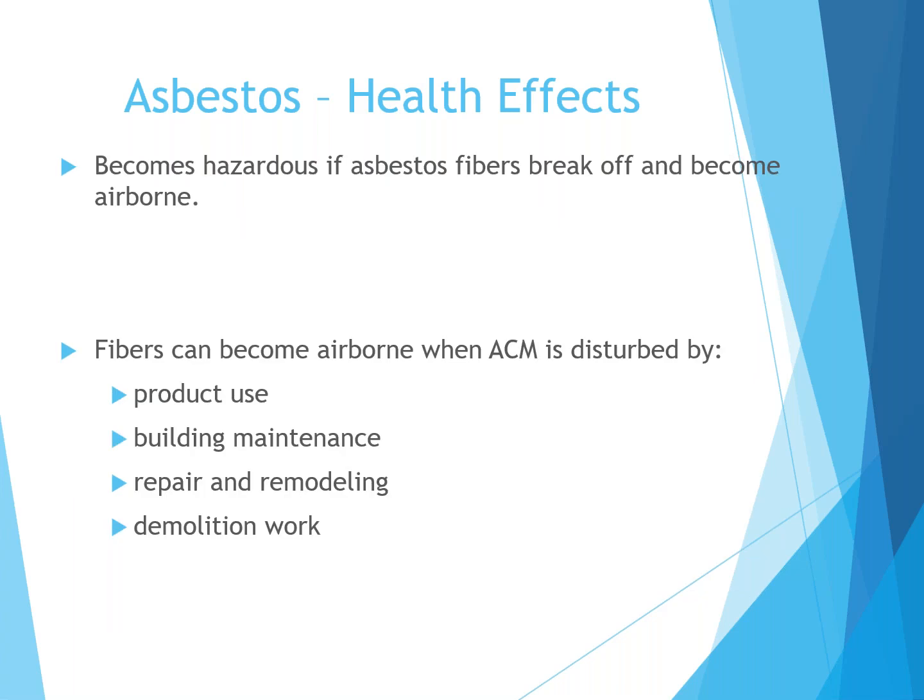Asbestos really becomes hazardous only if the asbestos fibers break off and become airborne. So again, if you're doing a project where the fibers can become airborne through either product use, building maintenance, repair and remodeling, or demolition work. And the last two are really where the current regulations are stemming from. So we'll be covering those in greater detail once we get to that spot on regulations.